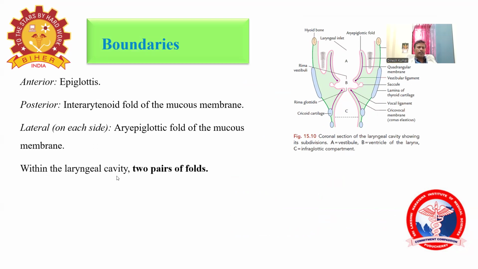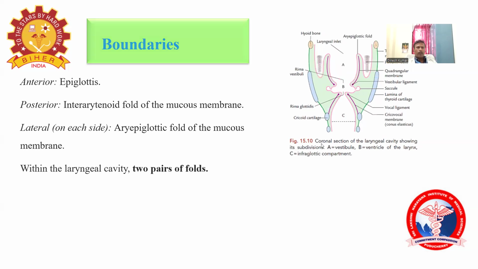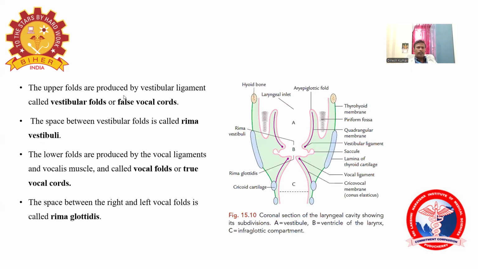Within the laryngeal cavity, it has two pairs of folds. So you can see this is the image. You can see the laryngeal folds. So anteriorly by the epiglottis, posteriorly by the interarytenoid fold, and laterally the aryepiglottic fold of the mucous membranes. Within the laryngeal cavity, you can see the two pairs of folds. The upper fold is produced by the vestibular ligaments, okay, called the vestibular fold or false vocal fold. So, this is the false vocal fold.